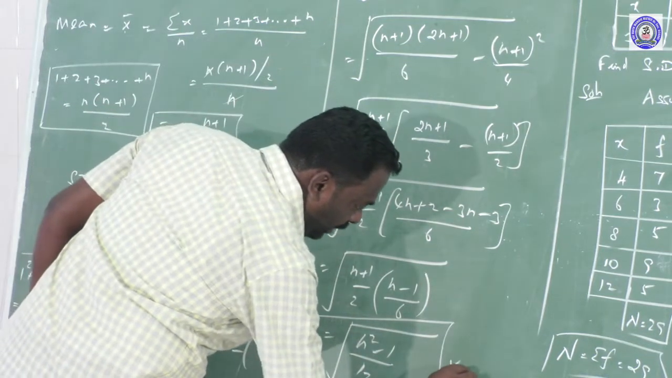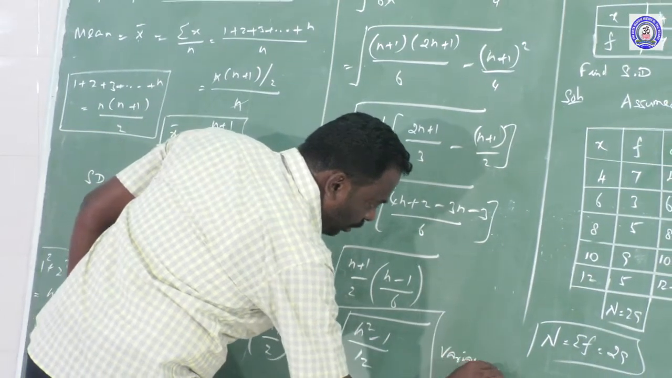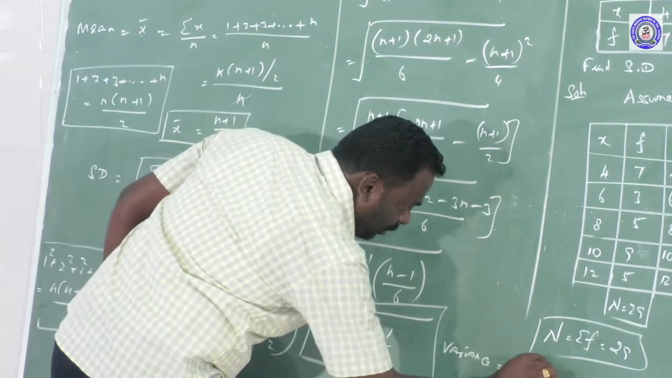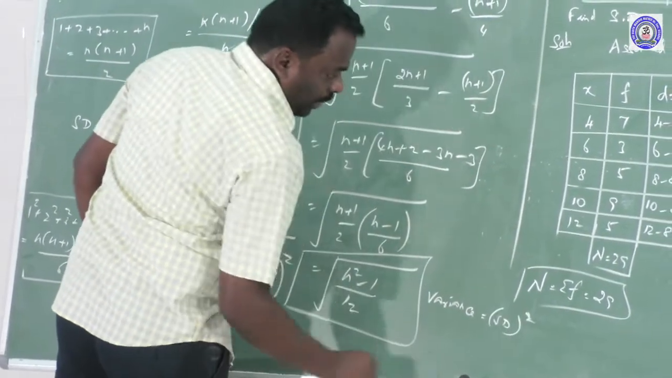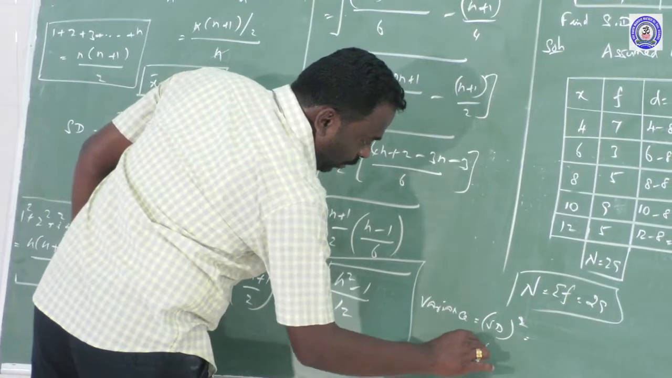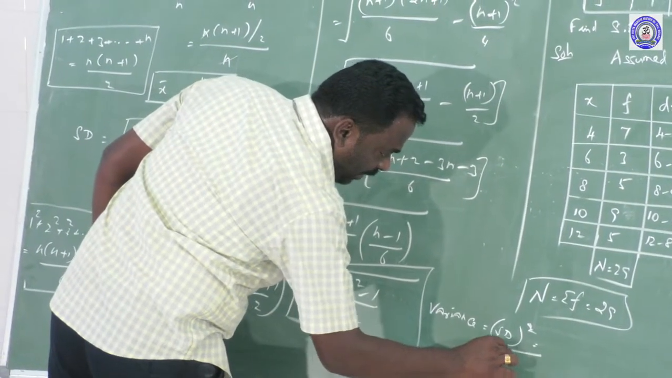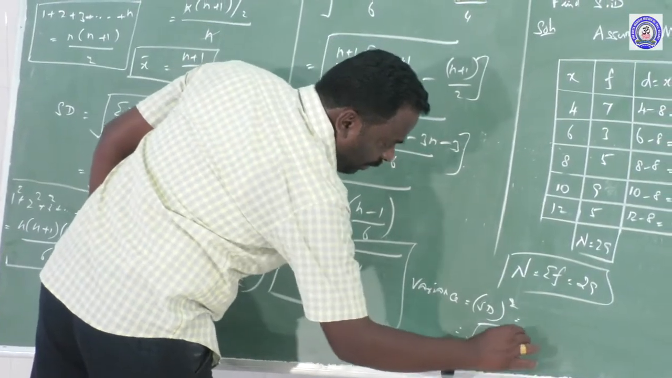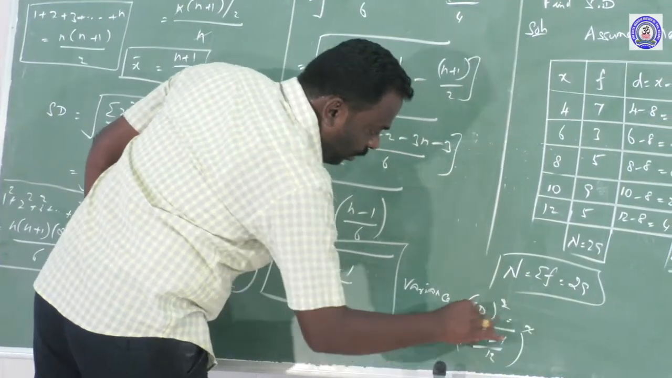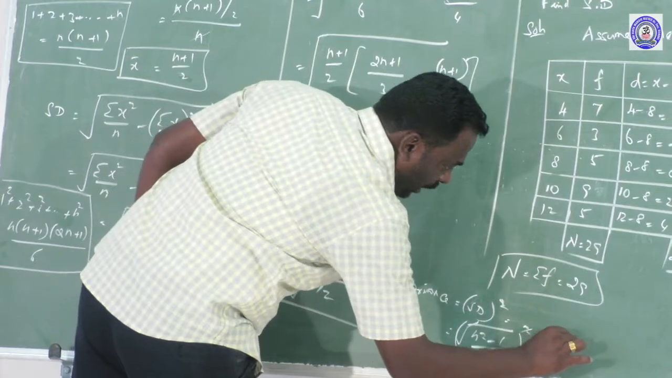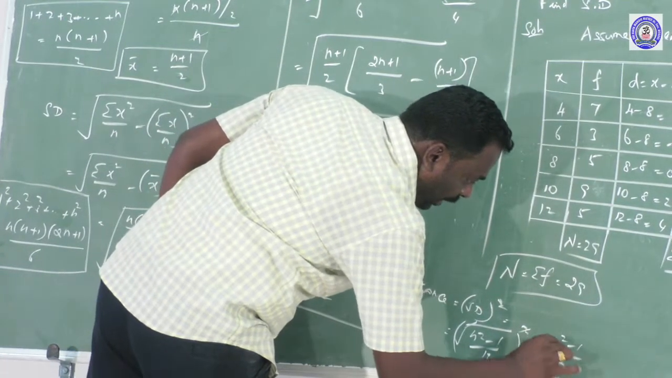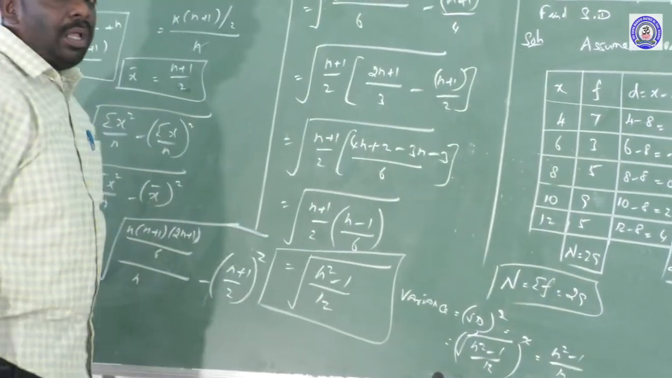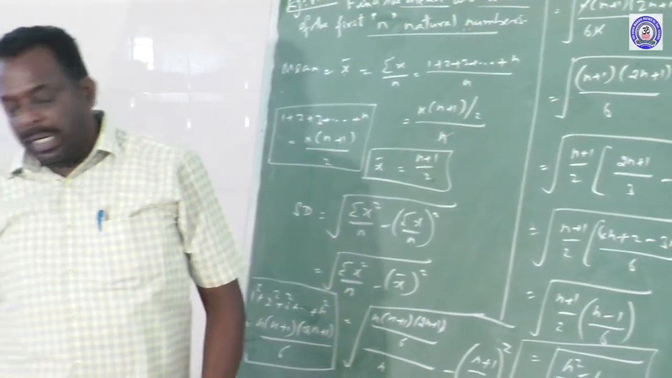So the variance is equal to the standard deviation whole square. Standard deviation whole square equals square root of (n square minus 1 by 12) whole square. The square root will cancel, so it is equal to n square minus 1 by 12. This is called the variance. Understand?